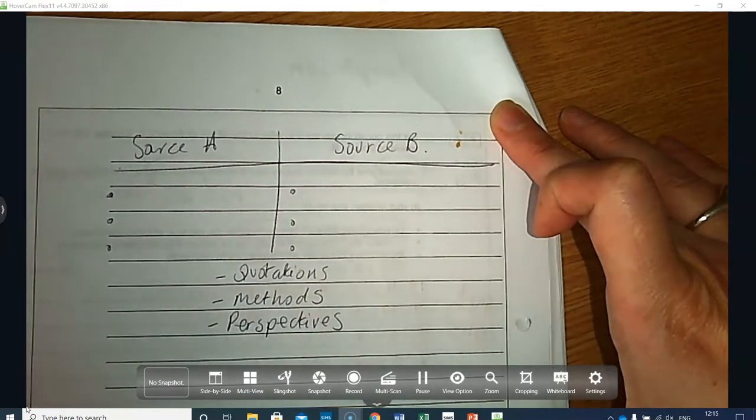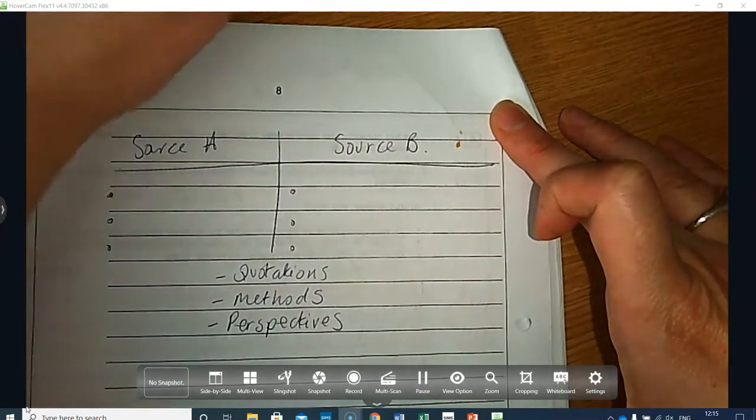Okay, I'll leave you there, because once you've got all these notes down, you can get on with actually answering the question, because that's where you're really applying the skills. All right, good luck with it. Off you go.